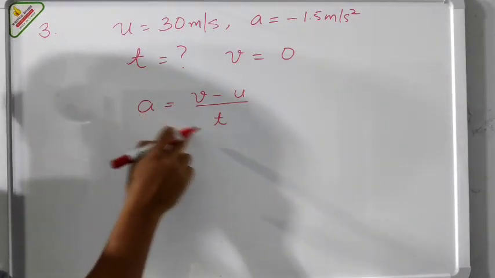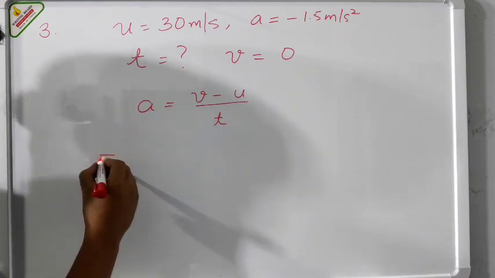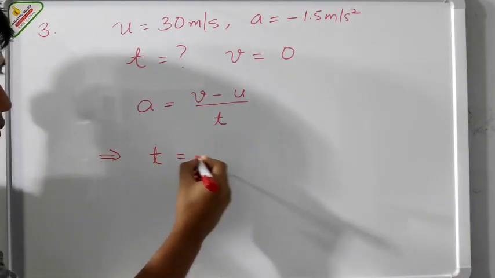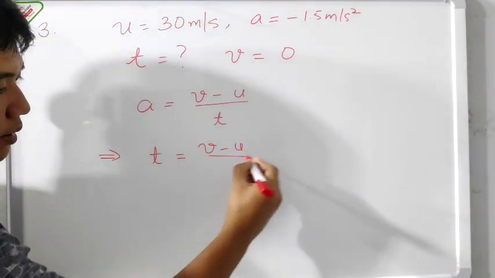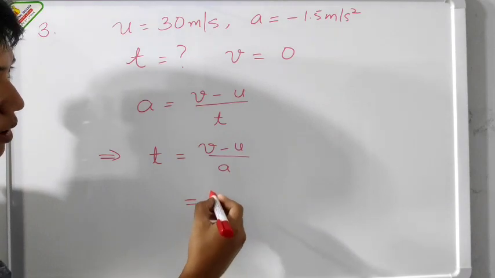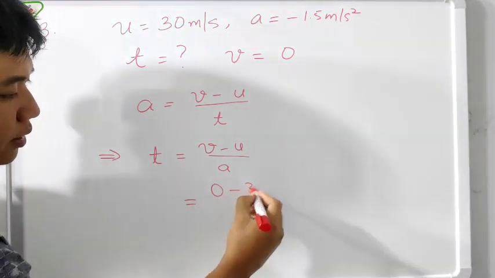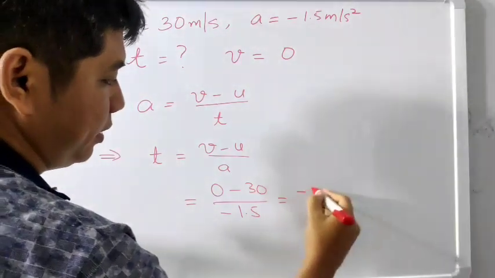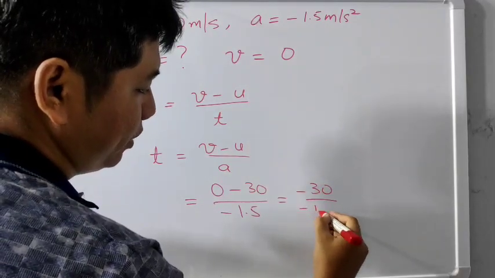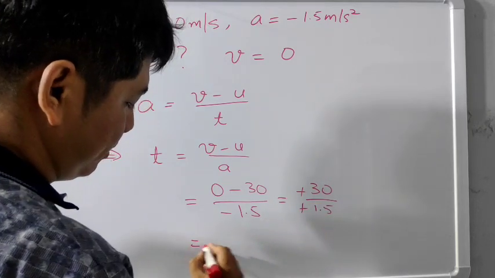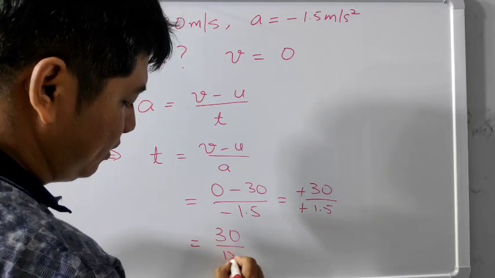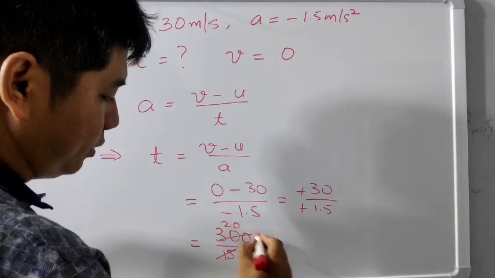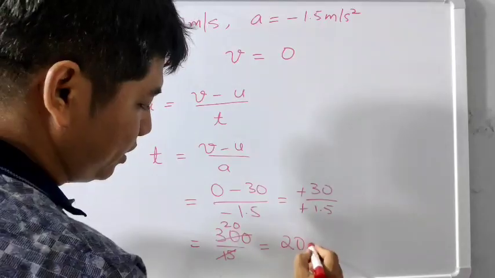So let us interchange the positions of a and t. It is cross multiplication: t equals v minus u by a. v is 0, u is 30, a is minus 1.5. Minus 30 by minus 1.5 is 30 by 1.5, which is 300 by 15. 15 twos are 30, so the time is 20 seconds.